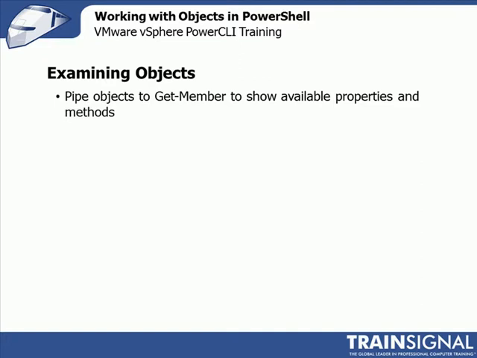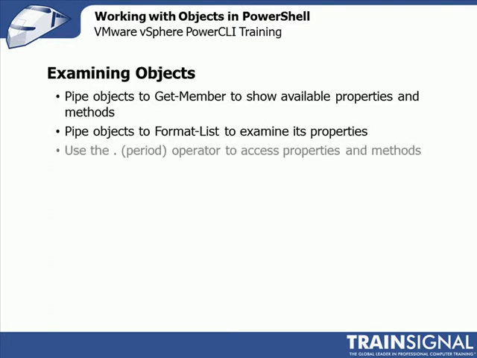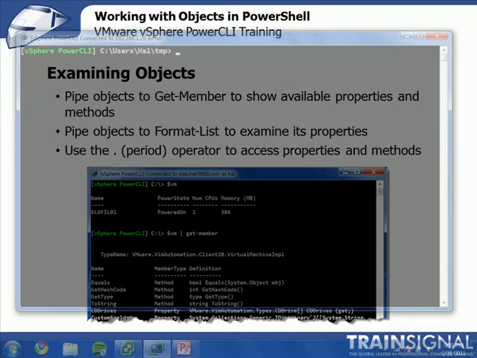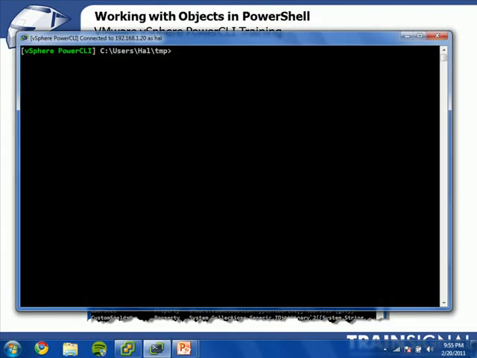You can pipe objects to Get-Member to show available properties and methods. You can pipe them to Format-List to examine the properties. And you can use the period operator to access those properties and methods. So let's get up a console and I'll show you what I mean. I have a PowerShell console here handy, and what I'm going to do is start by showing you how to pipeline multiple objects and process them.